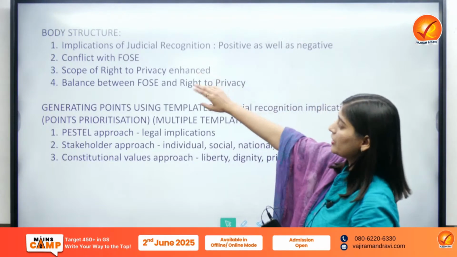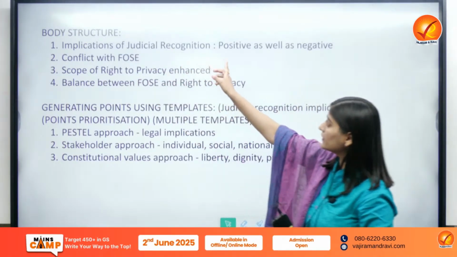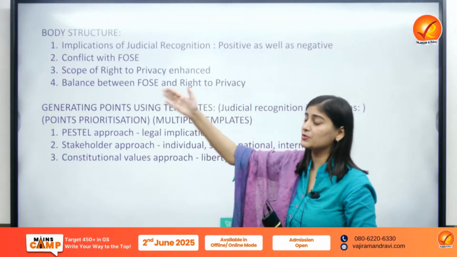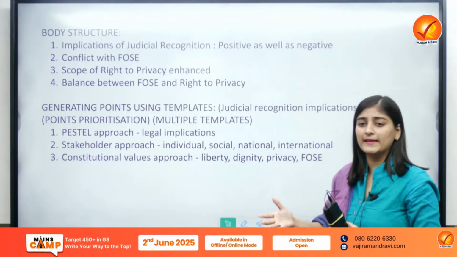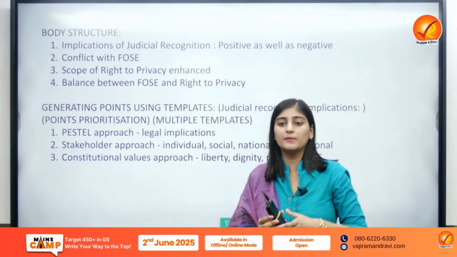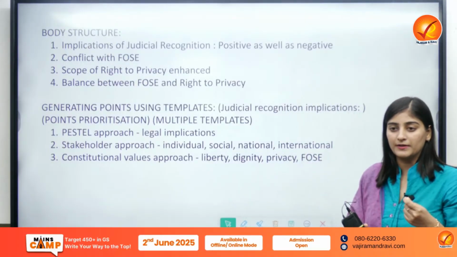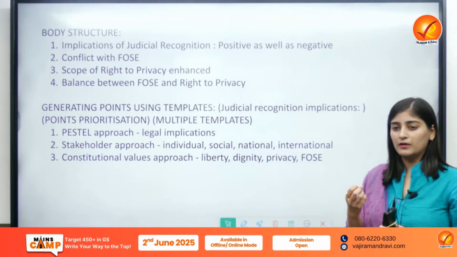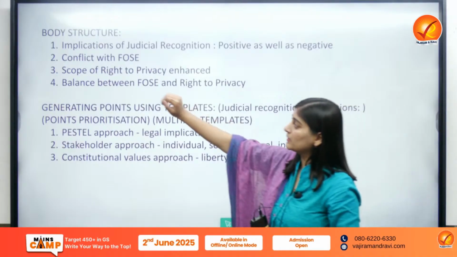Yes, the body structure. There are 4 parts. Firstly, implications of judicial recognition, positive as well as negative implications. It has not said positive implications. So if you can think of something negative like judicial overreach or anything like that, mention it. But you have to prioritize. Firstly, write good points because this is about expansion of individual rights. So you have to be optimistic and positive about that. So start with good implications. And if there is some paucity of points, then you can also explore the negative dimension as well.